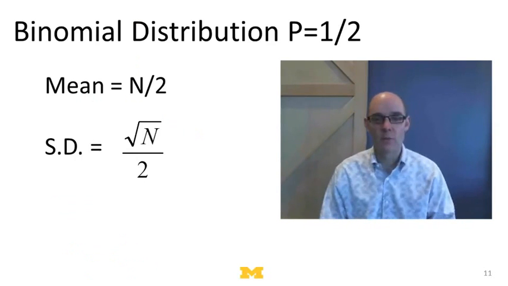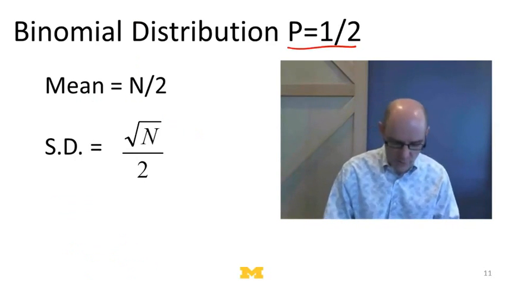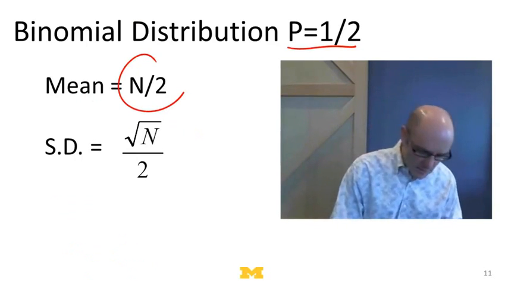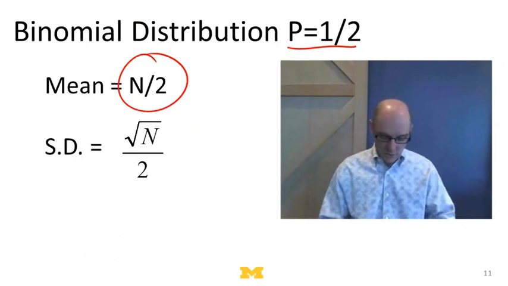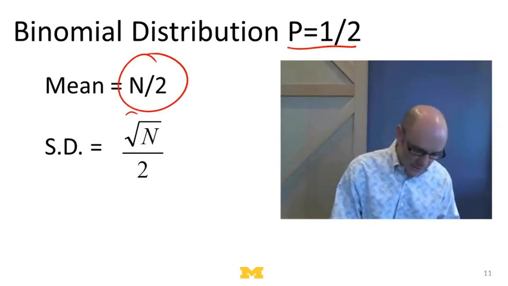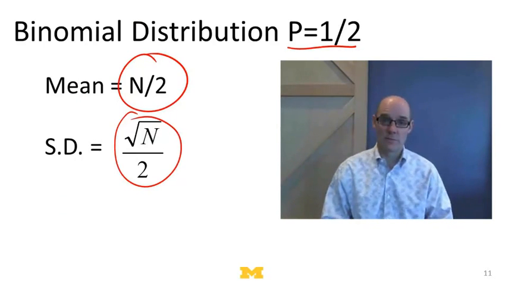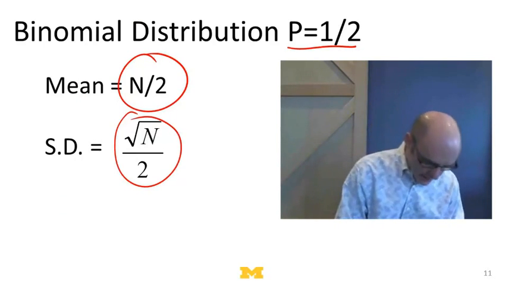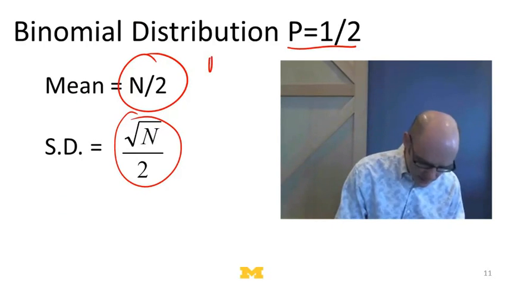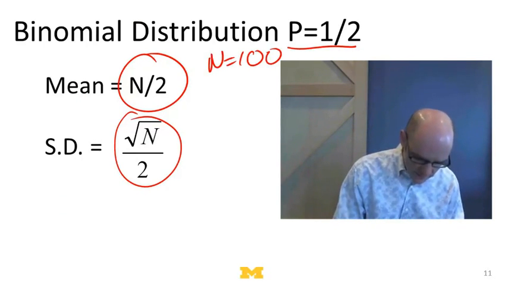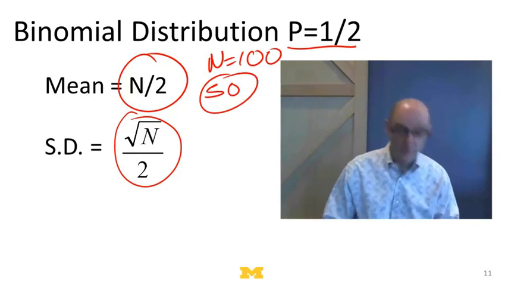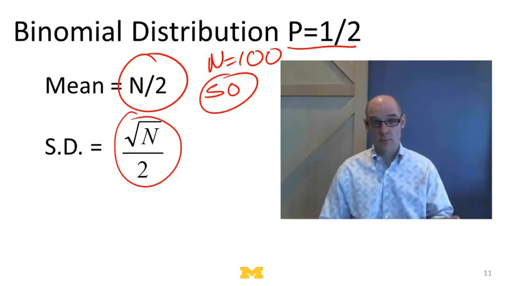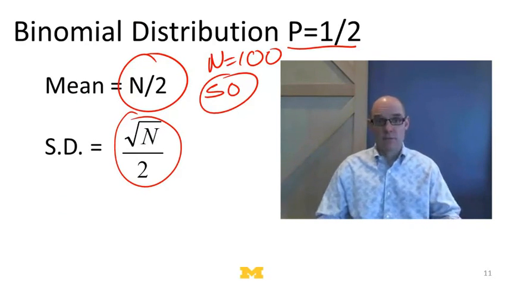So let's go back to our simple binomial distribution where the probability was 1/2. The mean, remember, is just n over 2. Well, you can do a little bit of math and show that the standard deviation is the square root of n over 2. So let's suppose I have n equals 100. So if n equals 100, that tells me the mean is going to be 50. So if I flip a coin 100 times, guess what? The average is 50. No surprise.